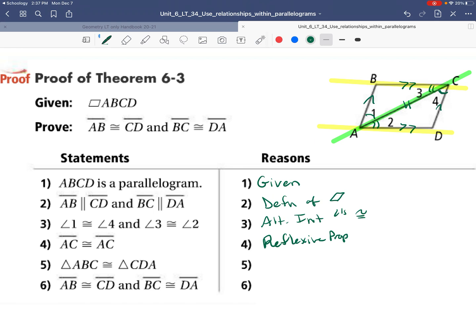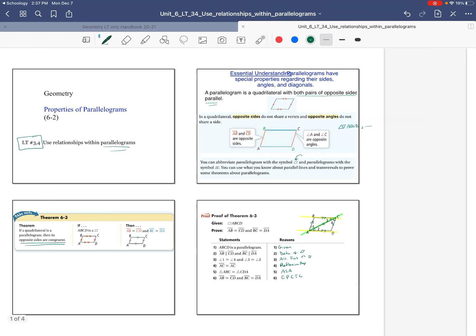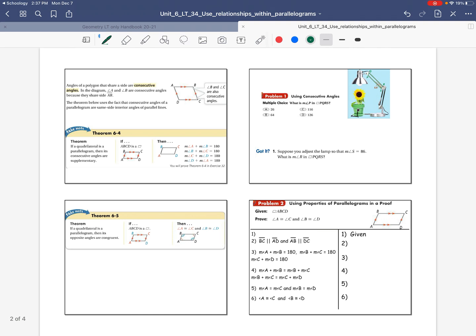And now the two triangles are congruent by, it'll be angle, side, angle. AB congruent to CD and BC congruent to DA because corresponding parts of congruent triangles are congruent. CPCTC. And that's our proof for Theorem 6-3. Let's go to the next page.